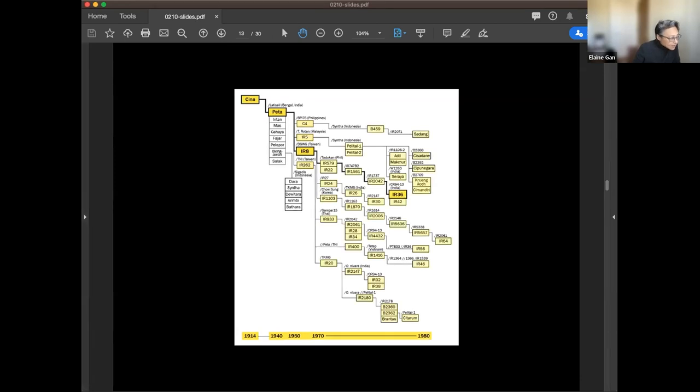By 1975, half of Philippine rice fields were planted with genetic derivatives of China. By 1981, more than three quarters of Philippine rice fields were planted to these same IRRI varieties. 90% of those fields were sown with just one variety, and that was IR36, which you see on the screen.